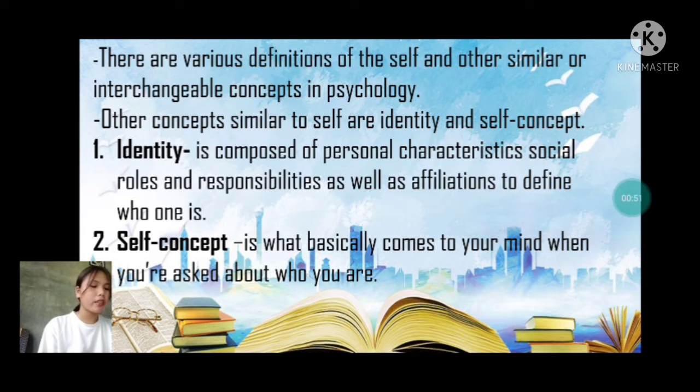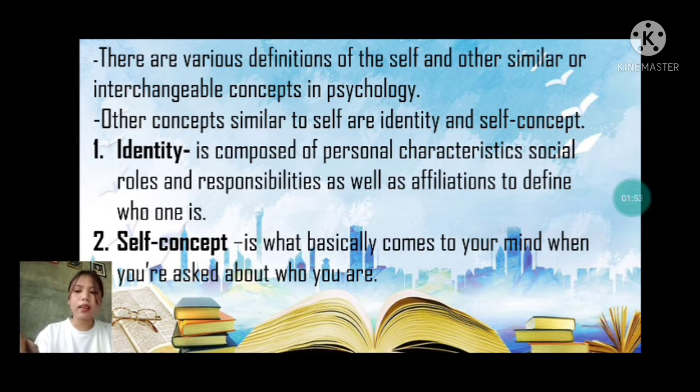Now, let's define identity first. Identity is composed of personal characteristics, social roles, and responsibilities, as well as affiliations that define who one is. Personal characteristics refer to our abilities and our evident characteristics that others might describe us with. For example, your friend describes you as a very polite person, so that's one of your personal characteristics. Or others think you are a very talented person. That's one of your personal characteristics as well. So personal characteristics are how people see you and what they think your characteristics are.